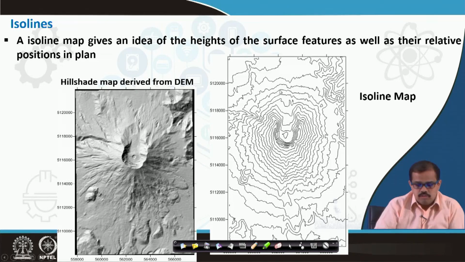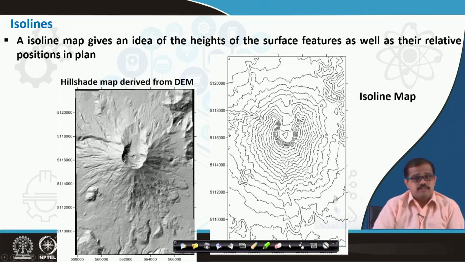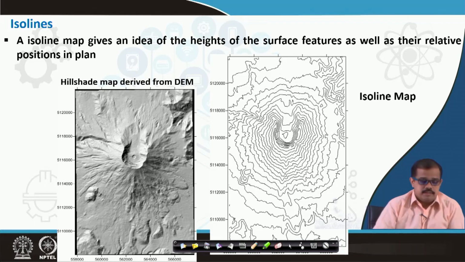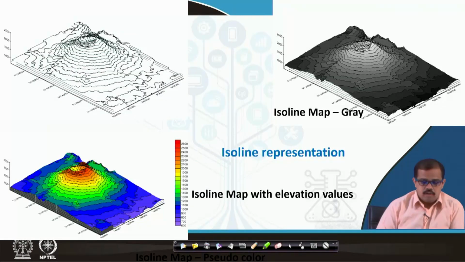mind that no contour crisscrosses each other, no isoline crisscrosses each other. Okay. That is a very important point where students make a mistake: they draw contours and sometimes they crisscross each other. Please see that it does not, that is a wrong way of representation. Now, these are some of the isoline representations.